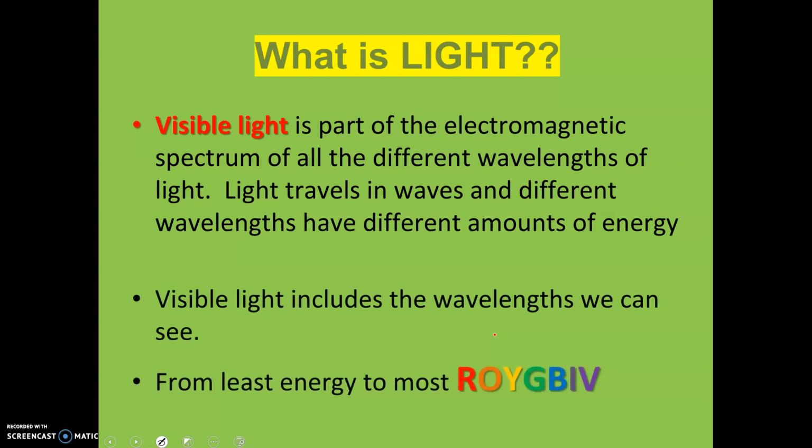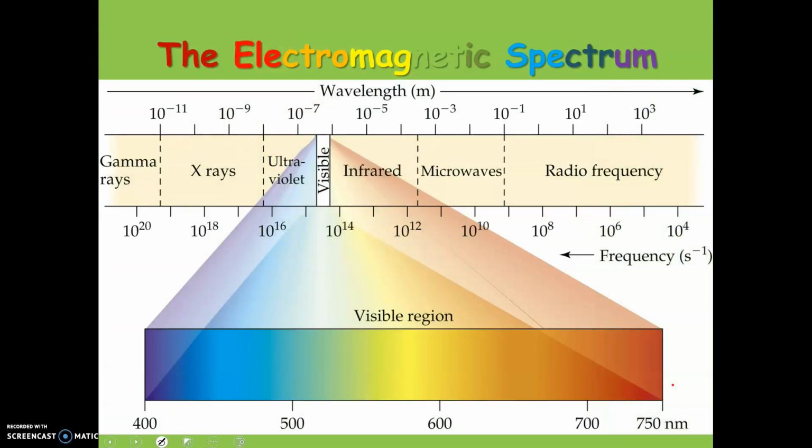From least energy to most energy, ROY G. BIV, you may have learned this. This is like the colors of the rainbow. Red light actually has the least amount of energy. It has the longest wavelength. Violet has the most energy. And then right after violet comes ultraviolet, UV, which we can't see, but it actually contains more energy than violet. Then X-rays come after that, and then gamma rays. So you may remember learning about this.